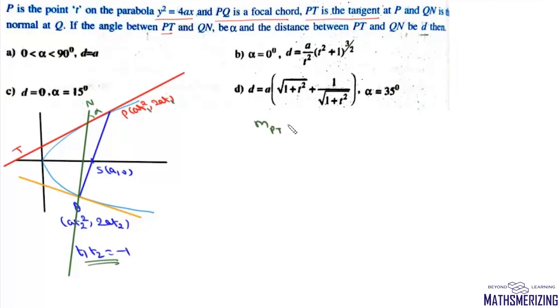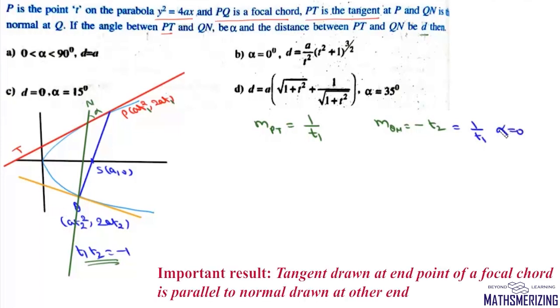The slope of PT is equal to the slope of the tangent, and the slope of the tangent is 1/t₁. Now at Q, what is the slope of the normal? So the slope of the normal is simply minus t₂. We can write minus t₂ as 1/t₁. So it is also 1/t₁. So basically these two lines will be parallel. So clearly in this case, the value of alpha should be 0.